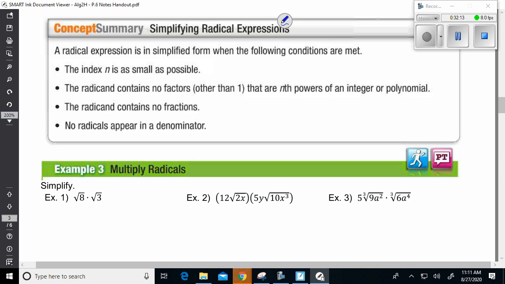The two key things here: no fractions, so the answer inside of the radical can't be a fraction. And a radical cannot appear in the denominator. So if you have a fraction, you can't have a radical in the denominator. There is a way to get that out. We will do that on Monday.